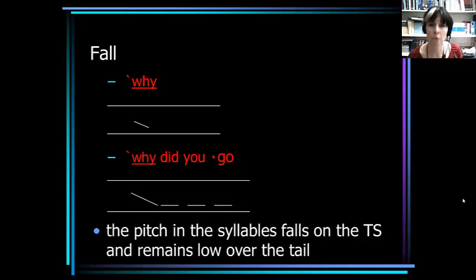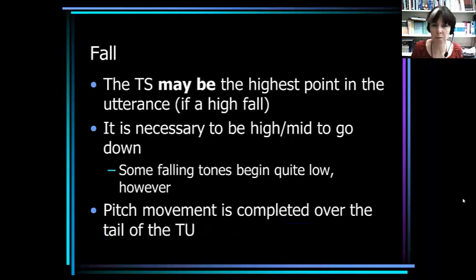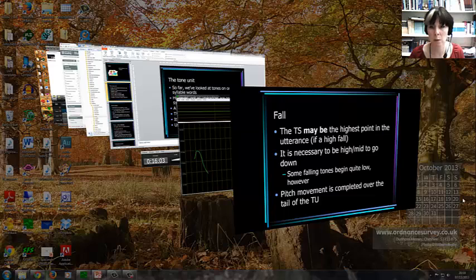So the pitch falls on the tonic syllable and then remains low and level over the tail, and that is the pattern. The tonic syllable may be the highest point in the utterance if it's a fall. Particularly if it's a high fall, it's necessary to be high in pitch to move downwards, so that's what we're going for. Some falling tones actually begin very low, however, so there might not be very much pitch movement at all, so you just have to decide what it's doing from a linguistic point of view.